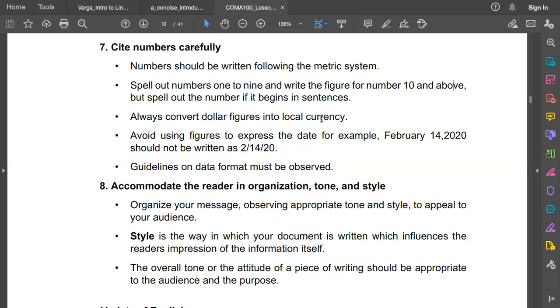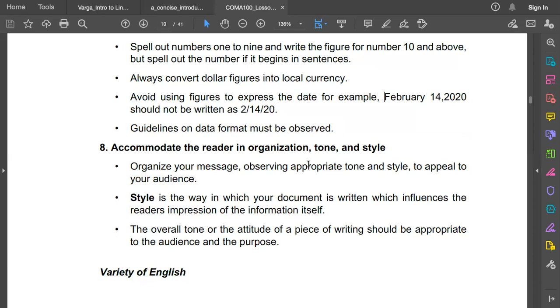Avoid using figures to express dates. For example, this one shouldn't be written as this one. It should be written as February 14, 2020. It should be spaced there, sorry. Typo. Next. Guidelines on date format must be observed. So in the European countries, in the Americas, they write the date number first, and then the month, and then the year. So here in Asia, it's the month first, the date, and then the year.